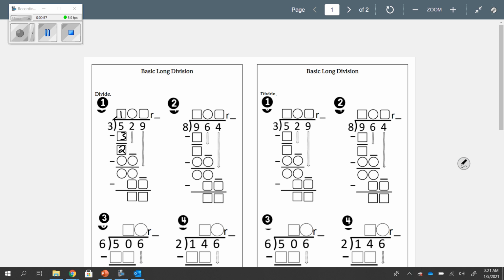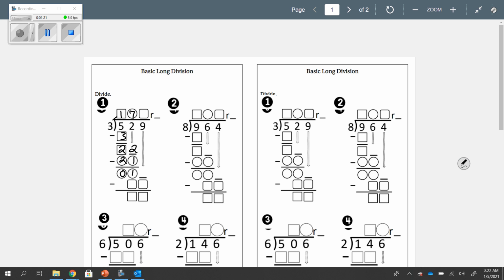All right. Then you see the arrow. We bring the 2 down to see 22. How many times does 3 go into 22? The closest possible one is 7. 3 times 7 is 21. So 7 times 3, we write 21 down here. All right. Then this is 0. This is a 1 left over.